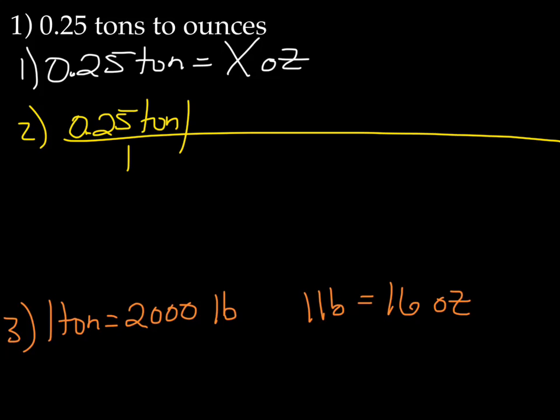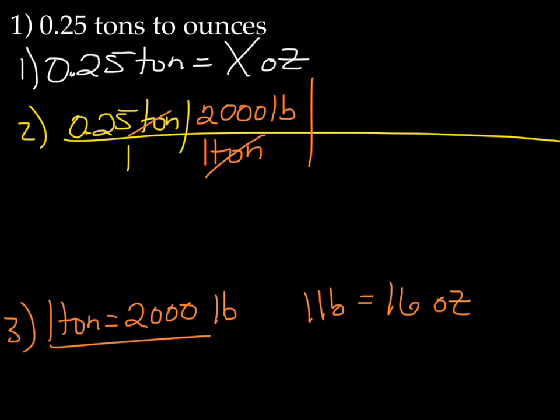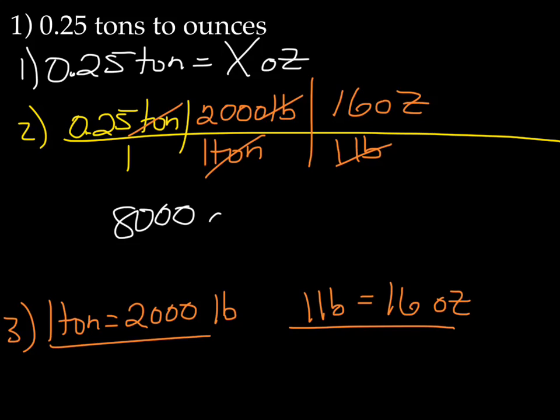All right, so first I'm going to use this one, 1 ton, so I can cross out the ton on the top. So I have 1 ton on the bottom and 2,000 pounds on the top. Ton crosses out. I'm left with pounds, so now I can use the second one, 1 pound, 16 ounces. Okay, pound crosses out. I'm left with ounces. Okay, so when I multiply across the top and the bottom and divide, I end up with 8,000 ounces.